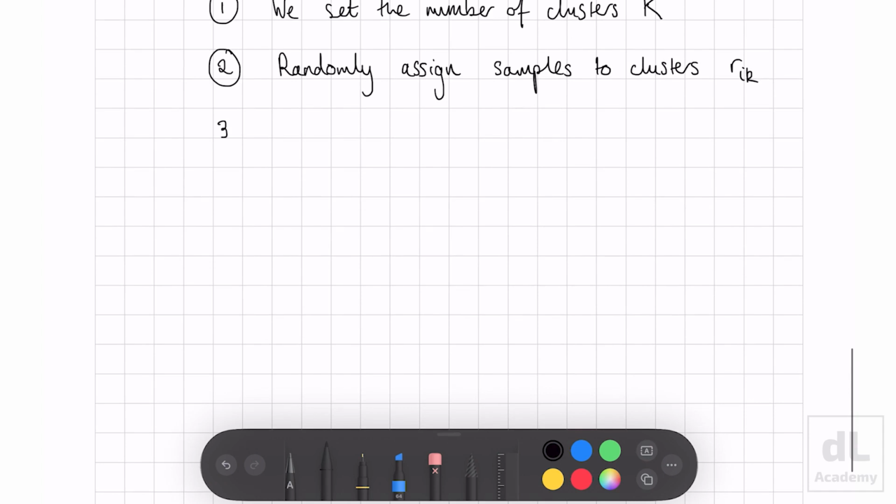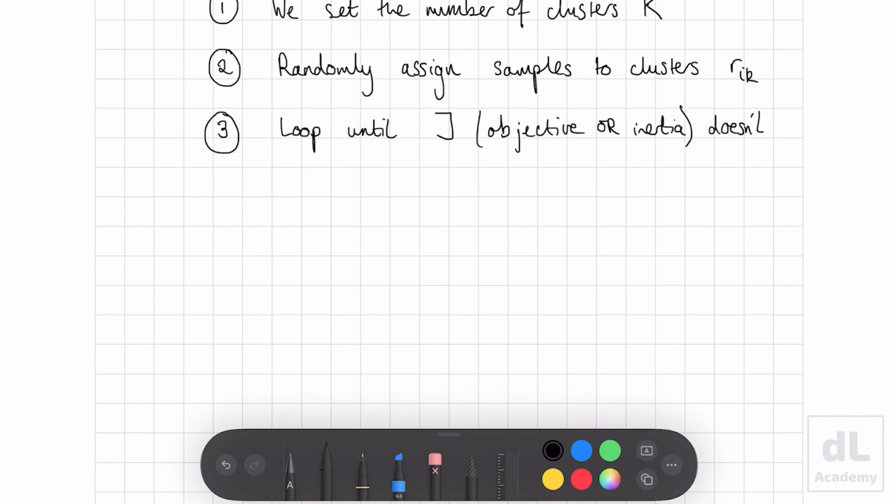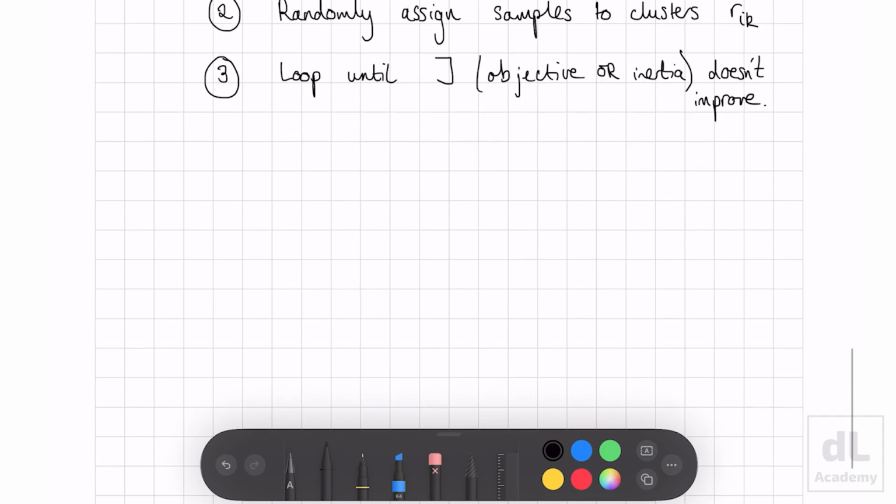Then we proceed by doing a loop, right? We're going to do a loop until J, the objective or inertia, doesn't improve. Okay, so in this loop, the first step, let's call it 3A, that you're going to repeat, is we first calculate the mean for each cluster. So we calculate mu_k, right?